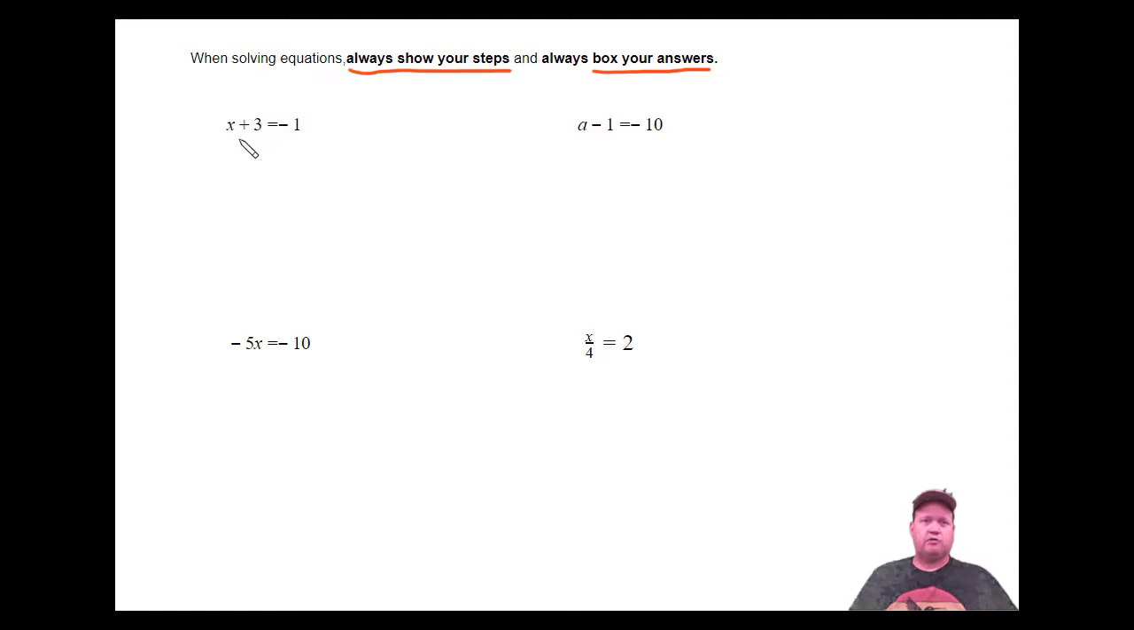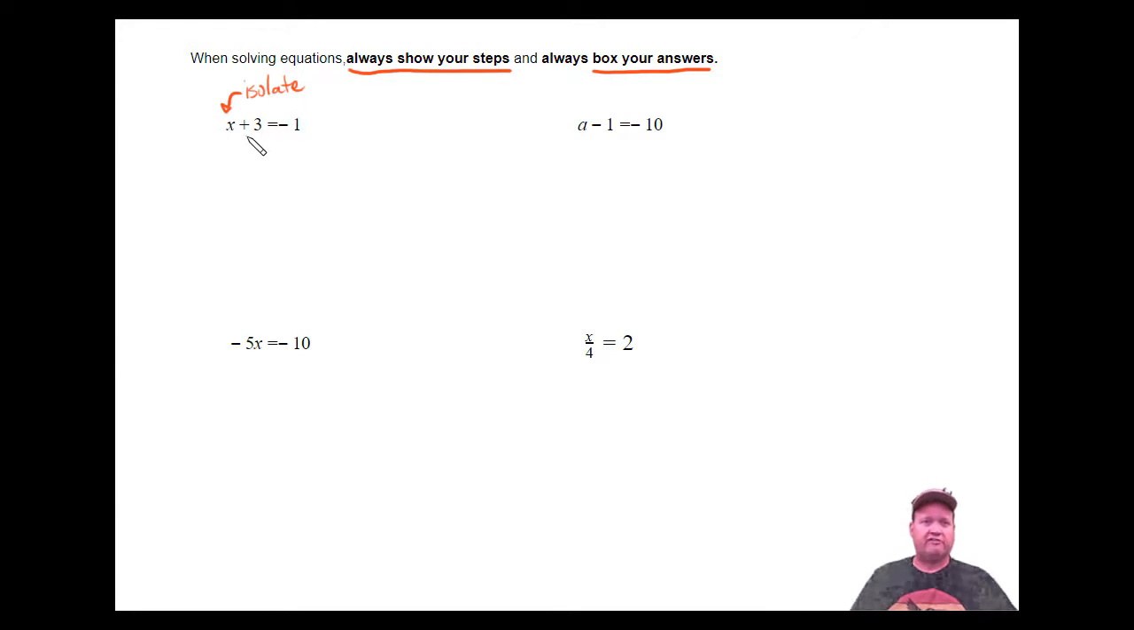Let's take a look at this first equation. If you read it from left to right, it says x plus 3 equals negative 1. And this right here, x, is our variable, and that's what we are trying to isolate. We're always trying to isolate the unknown. And this right here is what we need to get rid of, this plus 3. And say it to yourself, plus 3.